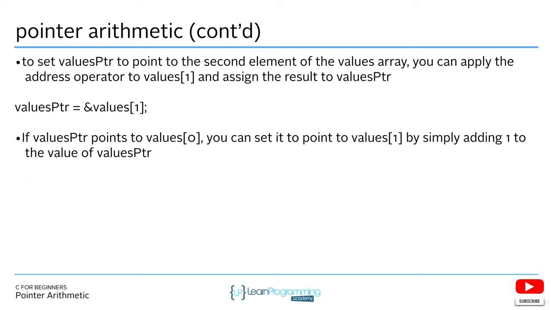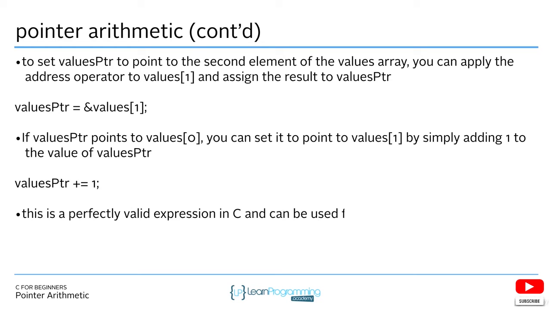If values pointer points to value sub 0, you can set it to point to value sub 1 by simply adding 1 to values pointer. This is really what we're getting at with pointer arithmetic. All you have to do is say values pointer plus equals 1, and now values pointer is pointing to the second element in the array, or the first index. Very, very nice notation, very easy to do.